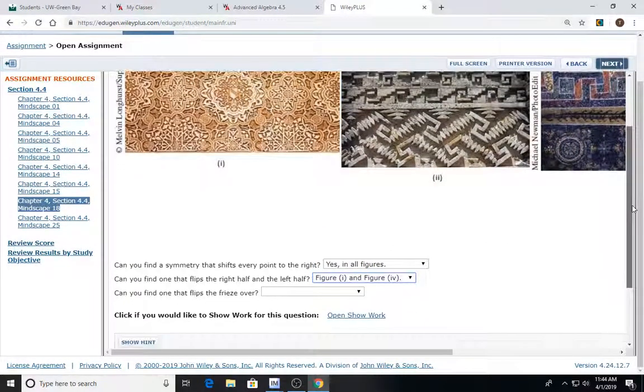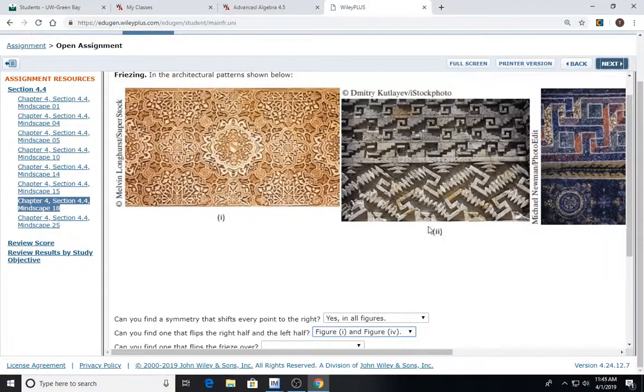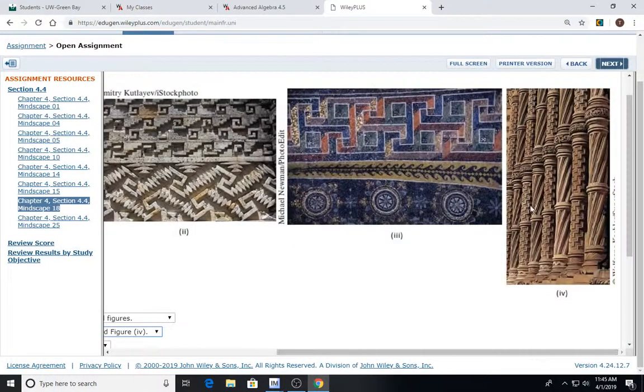And that's the same with actually flipping the frieze over. So if we flip it, like if this was a transparency, and I wonder if he means vertical flip. So if he means a vertical flip, or if you're flipping it over, number 1 works for that, because the top and the bottom half are the same. And number 4 works for that.